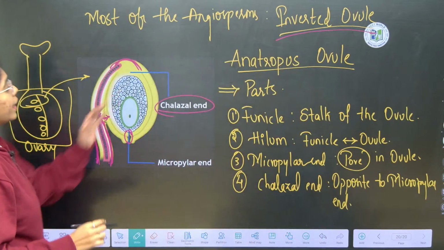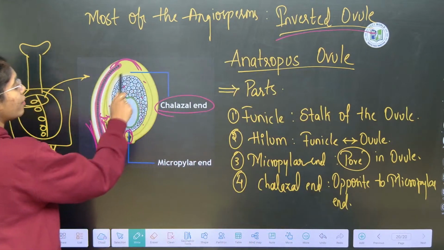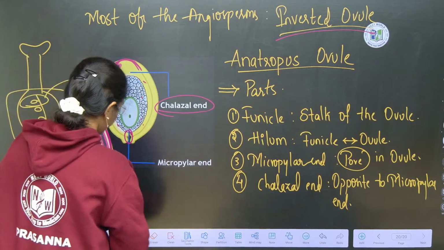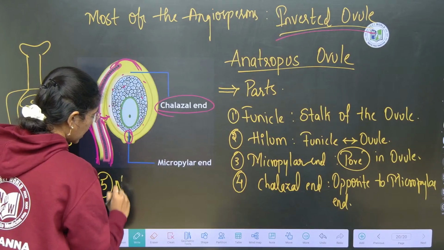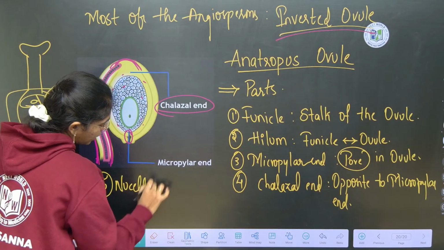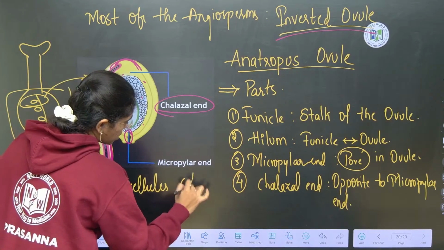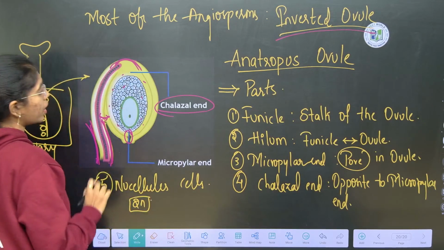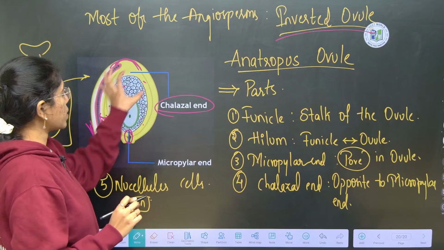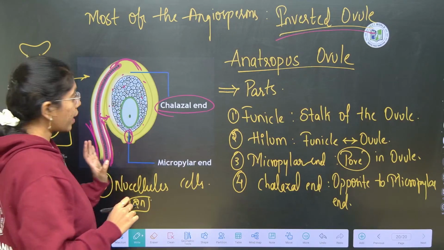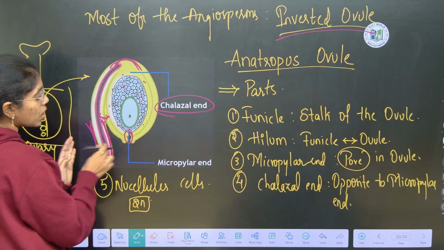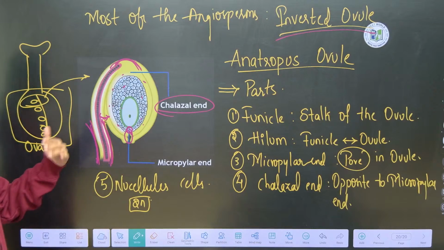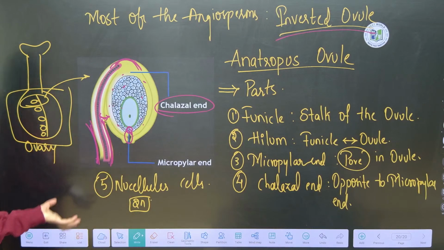Fine. And inside the ovule you have cells. These cells are known as nucellus cells. Mostly the ploidy of nucellus cells will be asked. The ploidy of nucellus cells is diploid. Fine, right? So, one of these diploid nucellus cells will get differentiated into the megaspore mother cell, which we will look at in the next class under megasporogenesis.